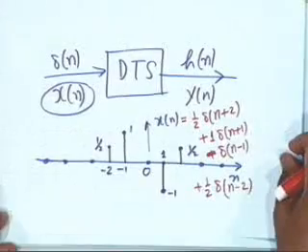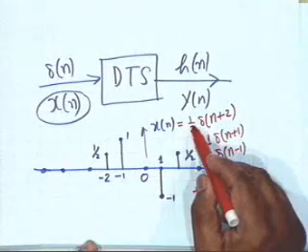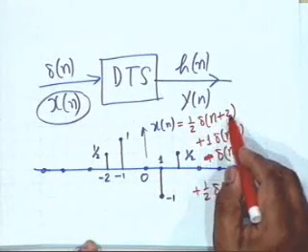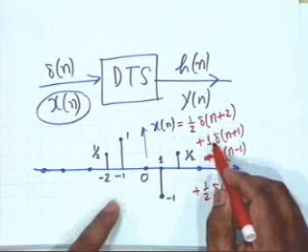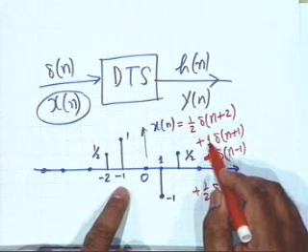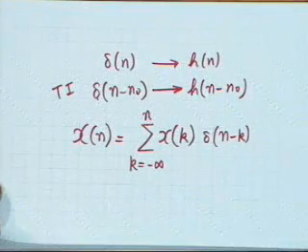If we go back to the previous example, you see that's what we did. This is x of k, x of minus 2, delta n minus k is delta n minus minus 2, plus this is x of minus 1, delta n minus minus 1, and so on. I think I have introduced this summation earlier also. So this is my x of n, and if I know the response to delta n, then I know the response to any arbitrary signal.